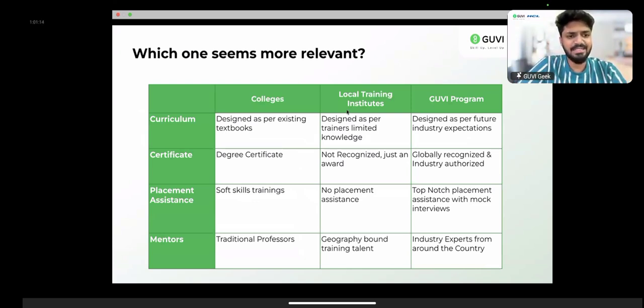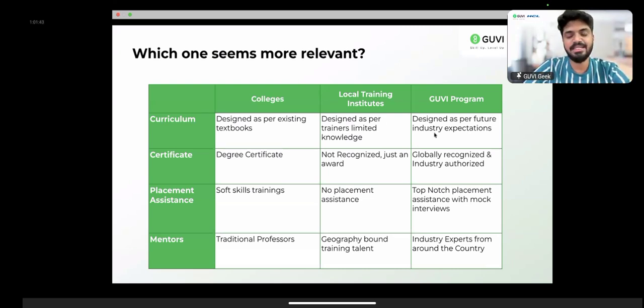You can see this side: curriculum, certificate, placement assistance, mentors. On the upper hand, you have colleges, local training institutes, and GUI programs. The curriculum in college is designed as per the existing textbooks, because a degree is for a graduate, and a diploma, even the degrees which we have done, is going to be for our graduation basically.